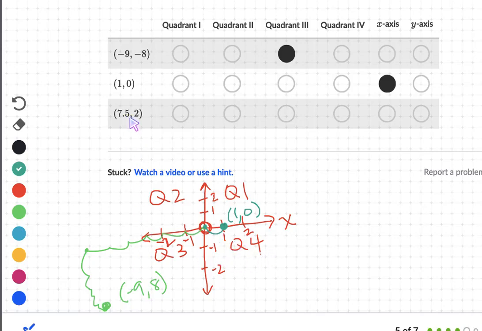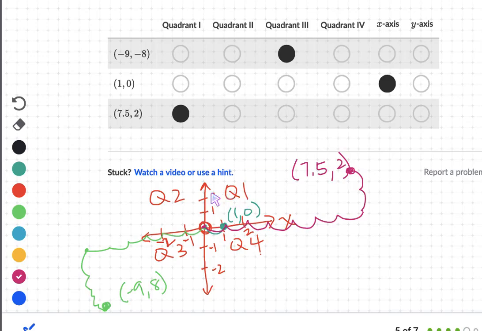And then I have my third point, which is 7.5 and 2. They're both positive. So I'm going to start at the origin. I'm going to walk to 7.5, kind of. Just going to pretend like I'm walking to 7.5. And then I'm going to fly up to 2. 1, 2. So it's going to end up here. 7.5 and 2. What quadrant is that going to end up in? You should have said Quadrant 1. It's in this neighborhood. So that's Quadrant 1.